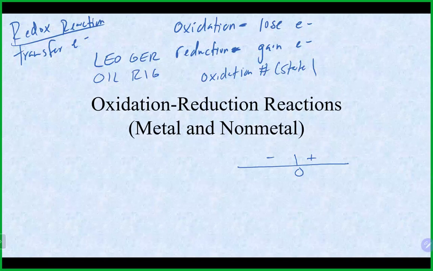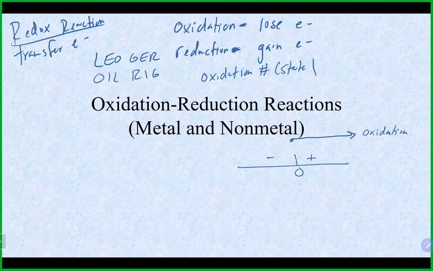So if you look at the oxidation state of an element on the left-hand side of the arrow and on the right-hand side of the arrow, and that oxidation state is moving in this direction on the number line, becoming more positive, then that thing is going through oxidation. Now, when you gain electrons, you become more negative because now you have more electrons than protons.